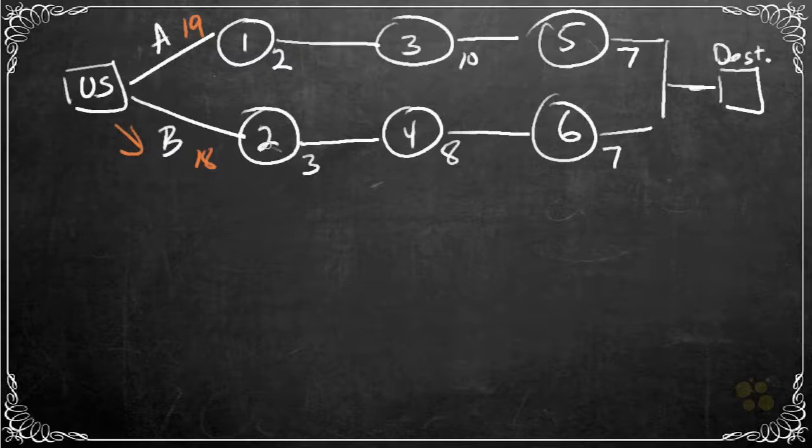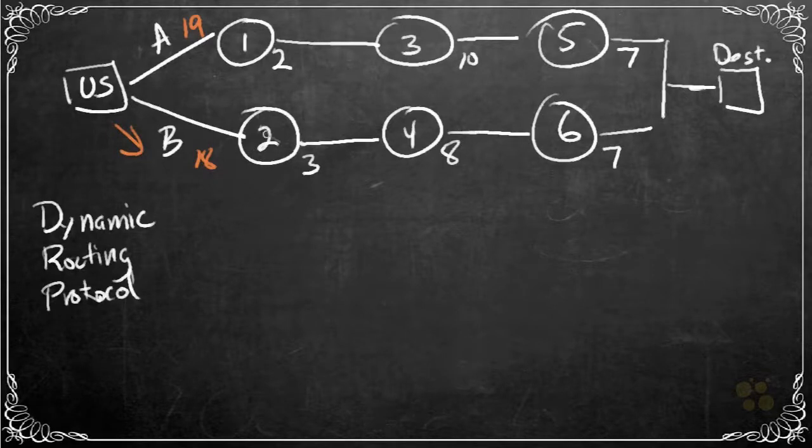So let's take what we know and apply this to routing. Let's imagine that 1, 2, 3, 4, 5, 6, these devices are all not toll booths, but rather they are routers. When we run a dynamic routing protocol, we enable that routing protocol on each of the routers. It's sort of like running an app on your phone. You turn it on, it starts running.